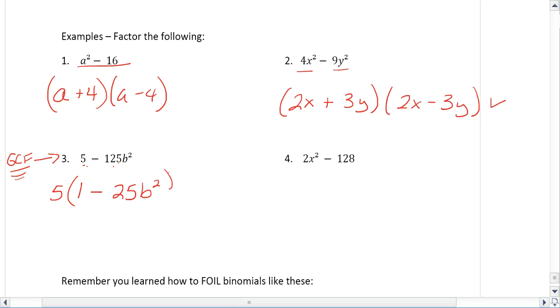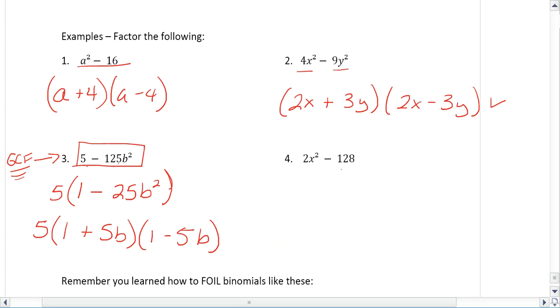And now we do, I hope, recognize this as the difference of two perfect squares. Don't forget, 1 is a perfect square, because 1 times 1 is 1. Sometimes it's the easy ones we forget. And this, we suspect, is conjugate factoring into 1 plus 5b and 1 minus 5b. And please notice the GCF has to stay in your answer. Then if you FOIL these conjugates, you do get 1 minus 25b squared, and distributing the 5, we do get back to our original problem.